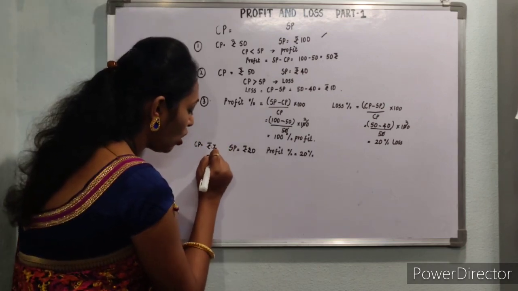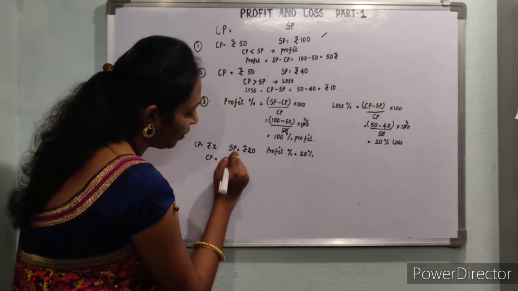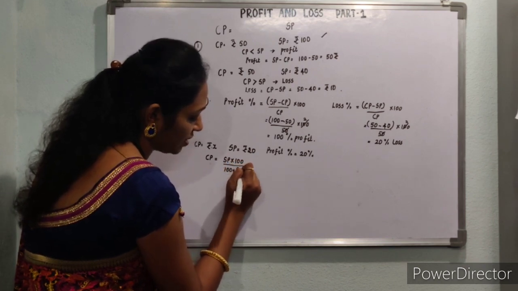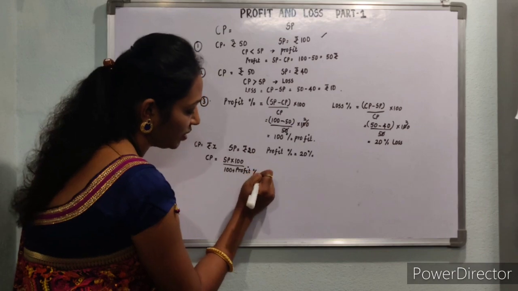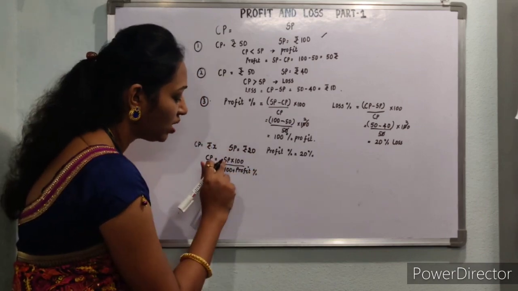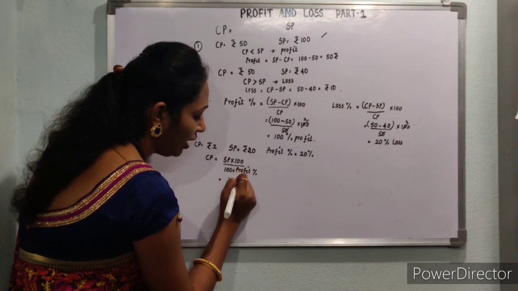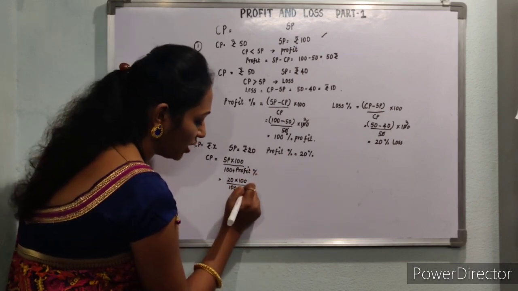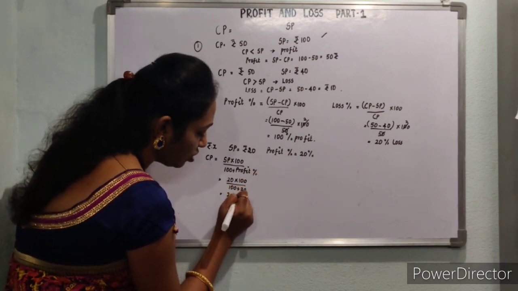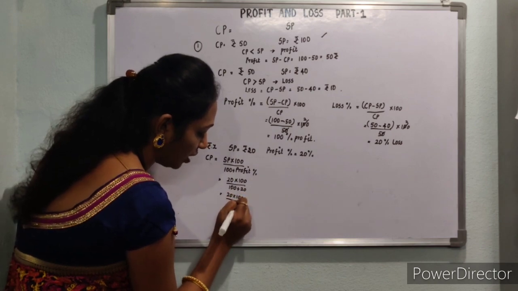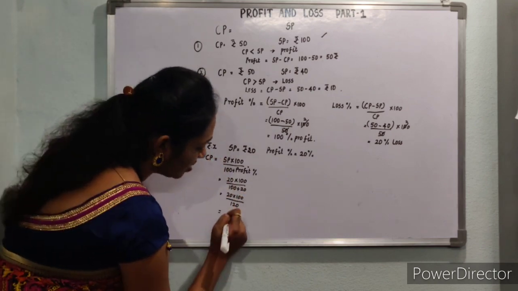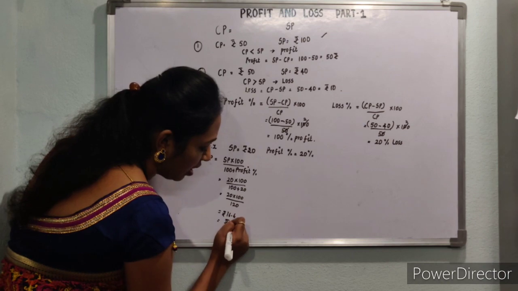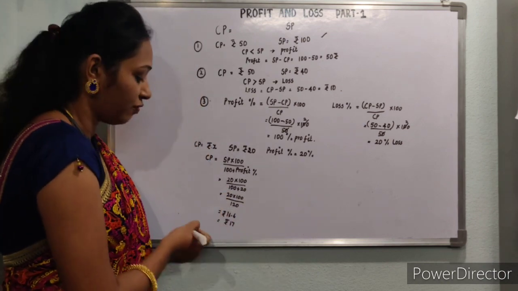So the formula is cost price equal to selling price into 100 divided by 100 plus profit percentage. Now we can substitute the value directly. What is the selling price? 20. So 20 into 100 divided by 100 plus profit percentage, which is 20. So we'll get 20 into 100 divided by 120. When you simplify it, you'll get the answer 16.6 rupees. So approximately you can take it as 17 rupees or 16 rupees 50 paise.